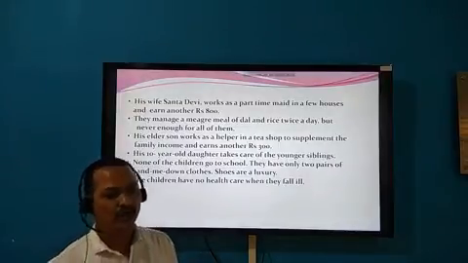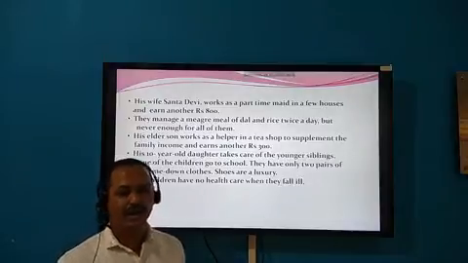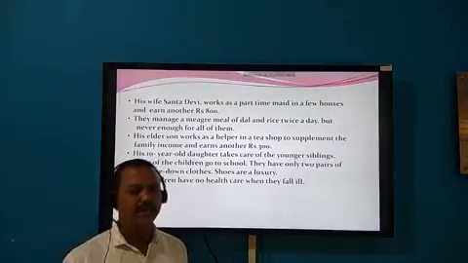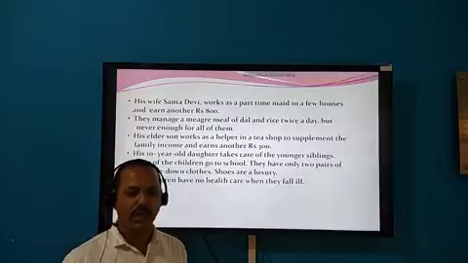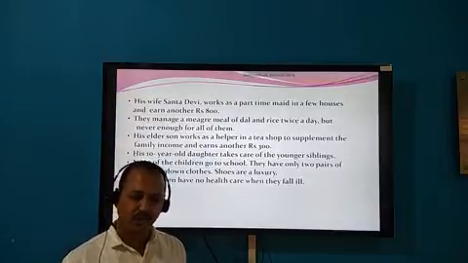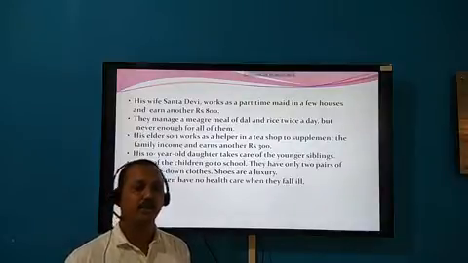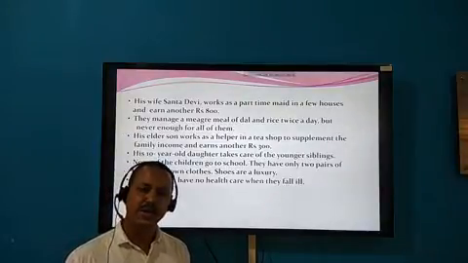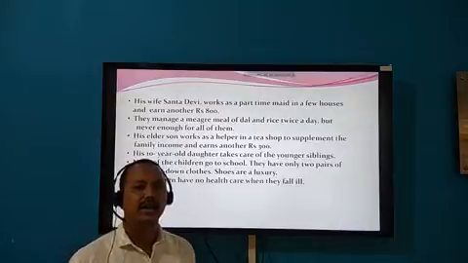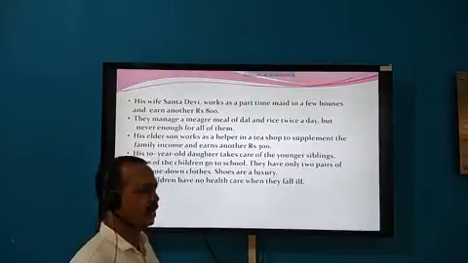His 10 years old daughter takes care of the younger sibling. None of the children go to school. They have only 2 pairs of hand-me-down clothes. Shoes are even a luxury for them. The children have no healthcare facilities when they fall ill.